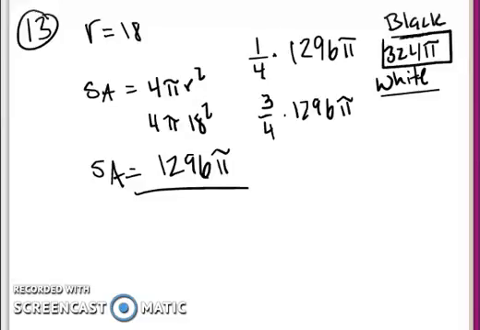That's the amount that's covered in black on the soccer ball. And then the other one, we're going to divide it by 4, but then multiply it by 3, and I should get 972 pi for the white portion of the soccer ball. And if you add those two together, we should get 1296, because that should be the total amount.